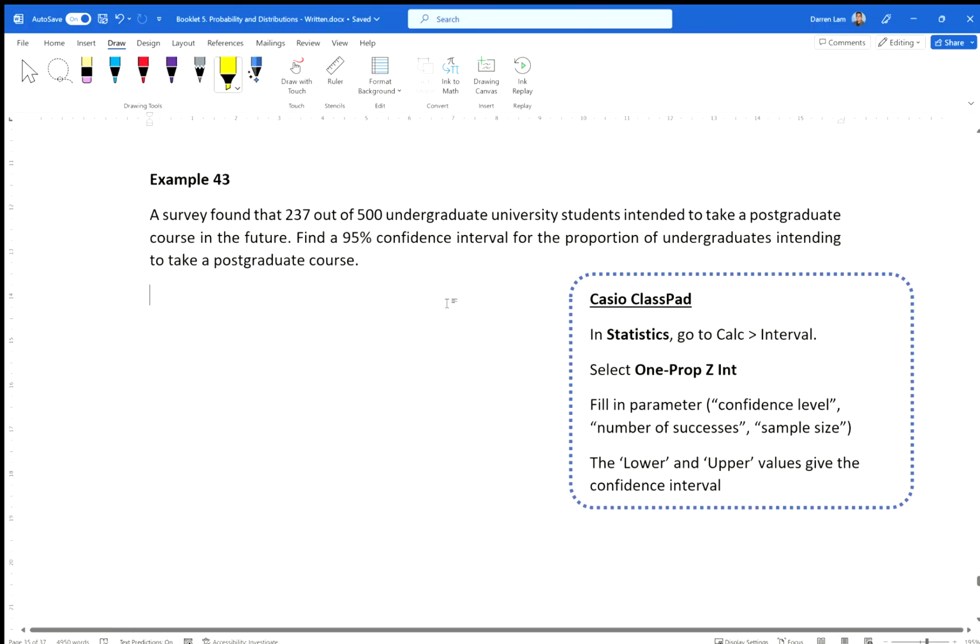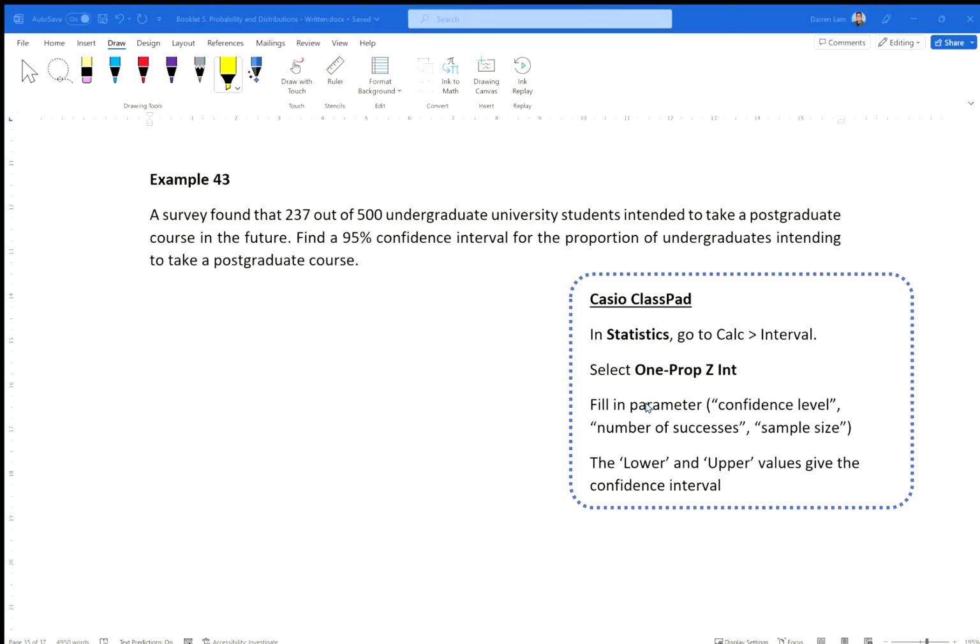Let's look at using our calculator for this. A survey found that 237 out of 500 undergraduate university students intend to take a postgraduate course in the future. Find a 95% confidence interval for the proportion of undergraduates intending to take a postgraduate course. We're going to hop into our statistics menu on our calculator. So go to menu, statistics, and just make sure you clear anything that's still there. What we're going to do next is go to calc, and then go to interval. So we're calculating interval. So statistics, clear everything, calc, interval.